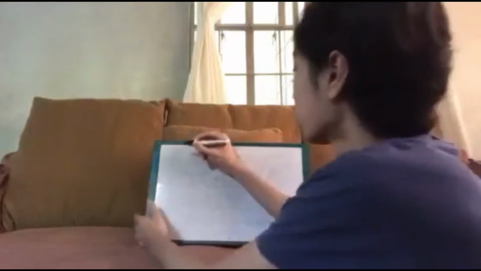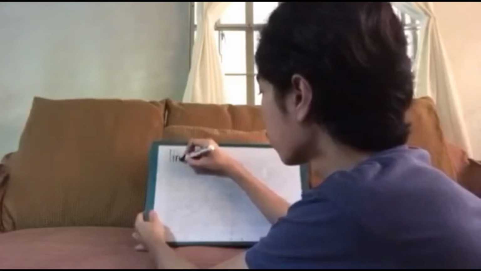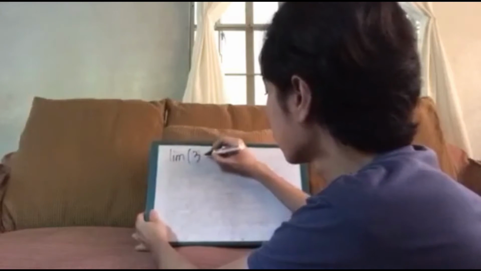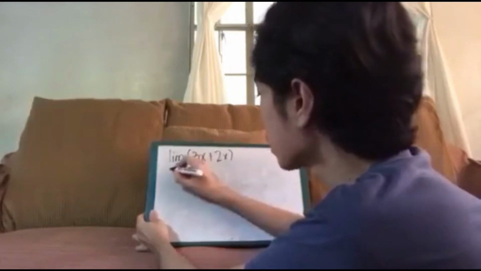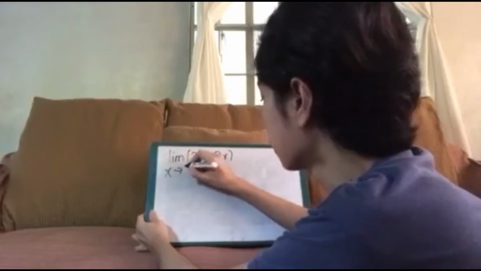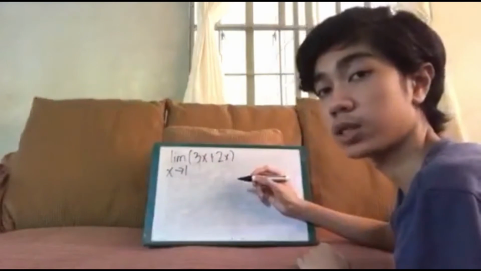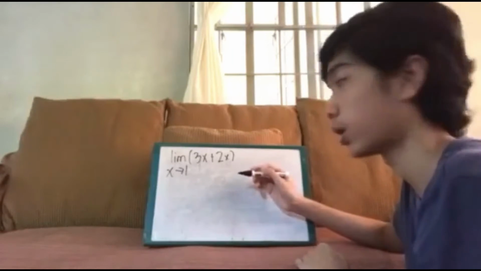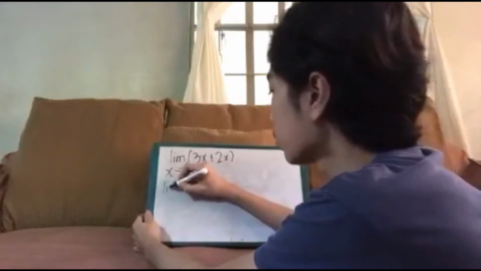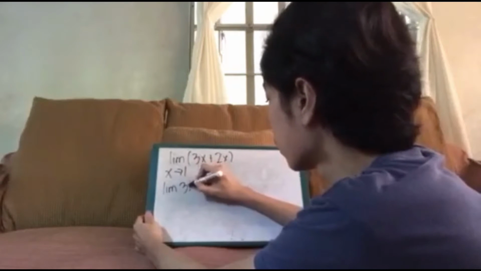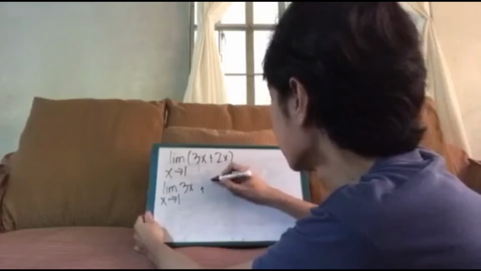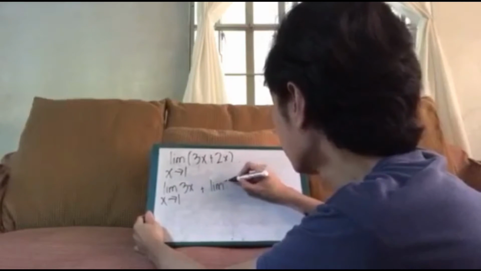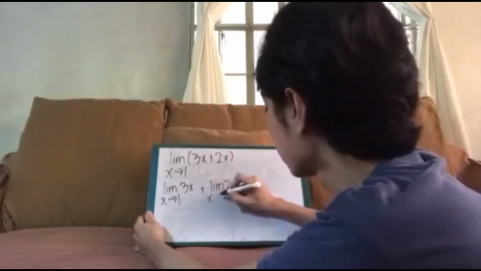In Theorem 3, we have the limit of 3x plus 2x as x approaches 1. We can solve this by separating it. We can separate it into the limit of 3x as x approaches 1 plus the limit of 2x as x approaches 1.